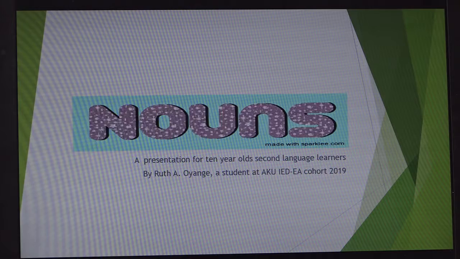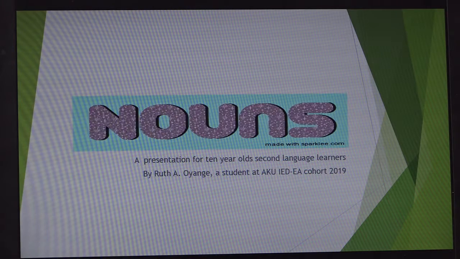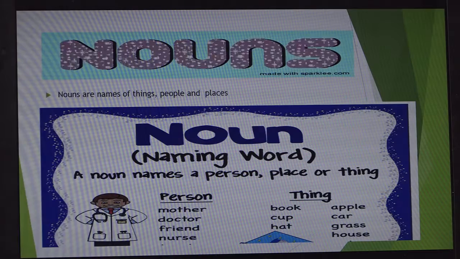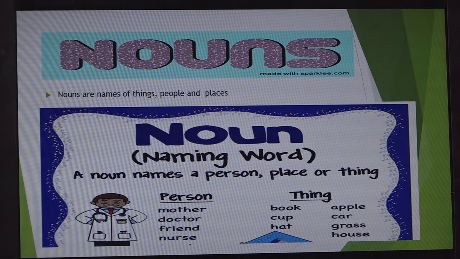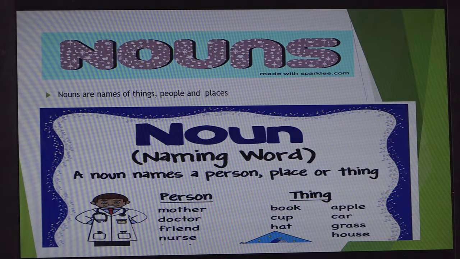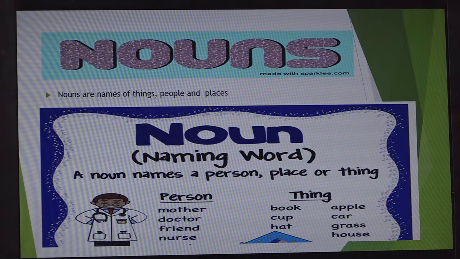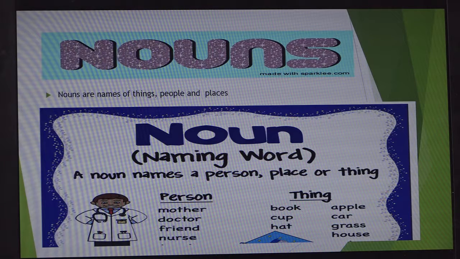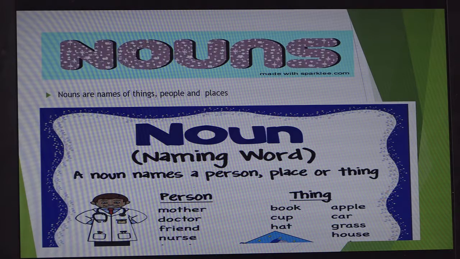Today in our English lesson, we are going to talk about nouns. From our description, we know that nouns are names of things, places, people, and animals. We have got examples of nouns.